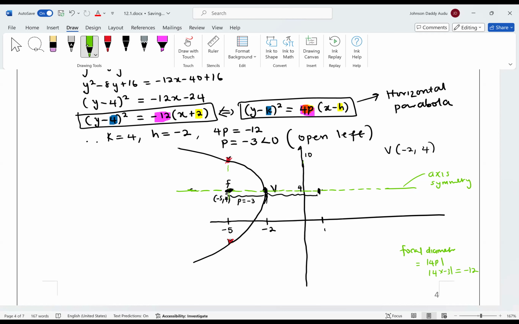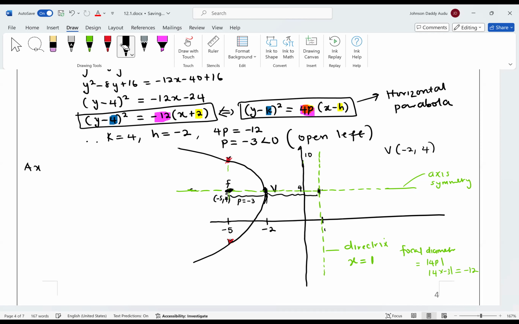So now, before we forget, we need to draw our directrix, which will be this vertical line here. So this is the directrix, and you can see what this line is. This is the line x equals 1. Okay. I think you have everything, but let's just write down all these things here.